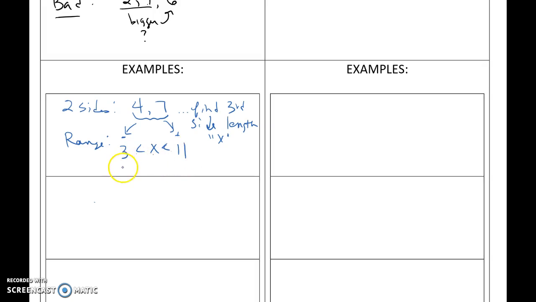It cannot include 3 and 11. That's why I don't have the equal mark under there, guys. It has to be strictly between, so strictly greater than and strictly less than on that side. But that's all you have to do. So take a second and you try this one.